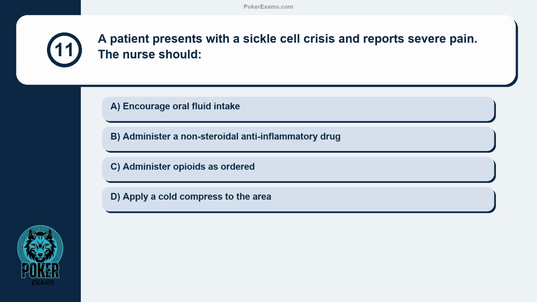Question 11. A patient presents with a sickle cell crisis and reports severe pain. The nurse should encourage oral fluid intake, administer a non-steroidal anti-inflammatory drug, administer opioids as ordered, apply a cold compress to the area.